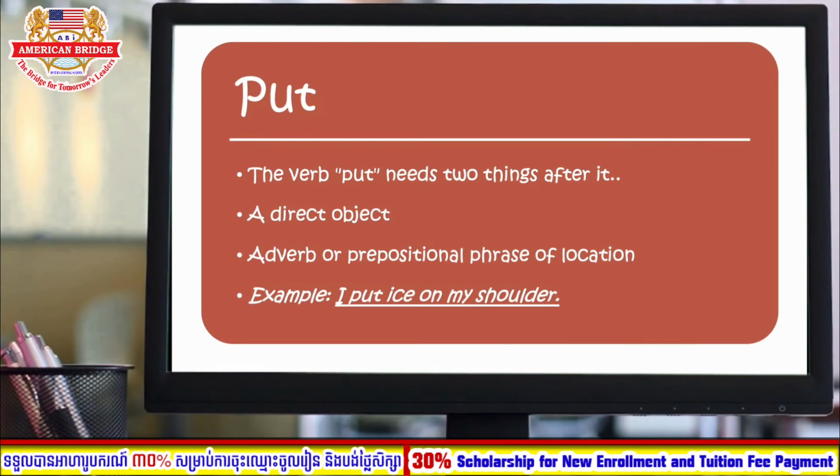And the other word, which is put, and you already understand the meaning of this word, but pay attention to how you use it in your conversation or in your written form. So put is a verb that needs two things after it. So what are they? They are a direct object and an adverb or prepositional phrase of location. What you can say is, I put ice on my shoulder, which is a complete sentence. You cannot say, I put ice. It makes no sense.